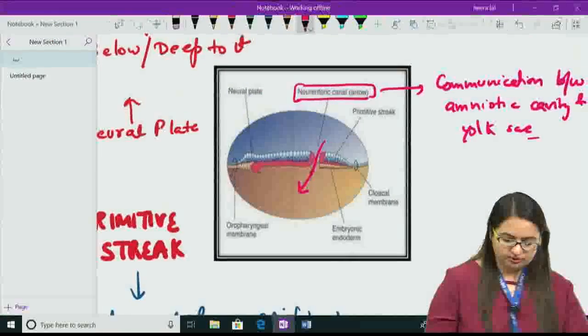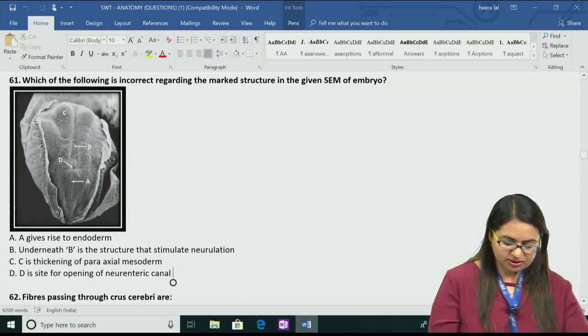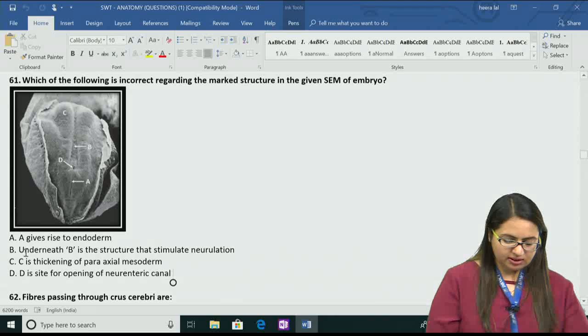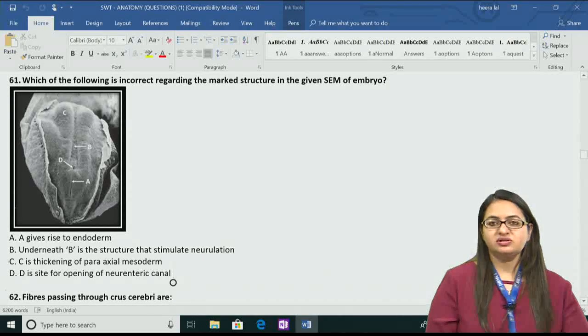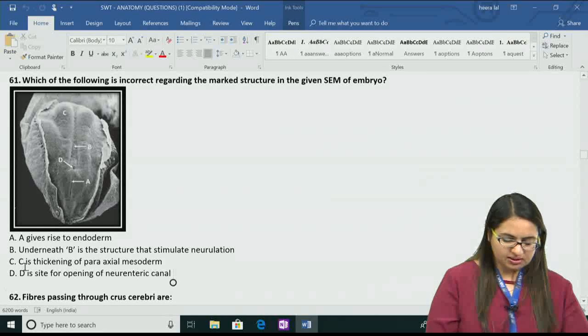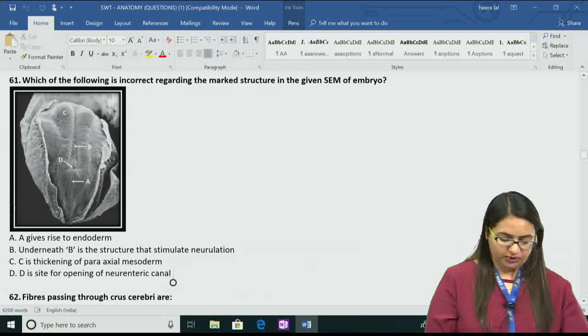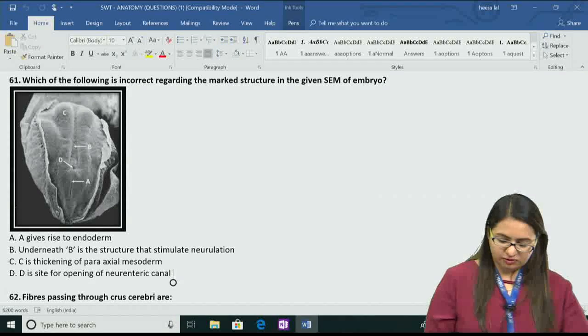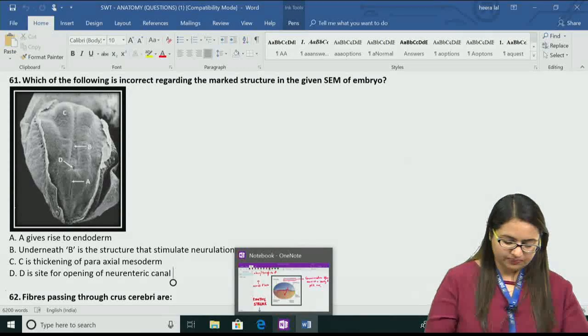So if you come back to the question, it says that you have to identify the incorrect option. In A, it gives rise to endoderm. Yes, we know that the primitive streak gives rise to all 3 germ layers. Then underneath B, that is the neural plate, the structure that stimulates neurulation is present, that is the notochord. C, this option is not correct because C is the neural folds, not the neural groove, and D is the site of opening of the neuroenteric canal, which opens at the primitive pit. So the answer for question 61 is C.